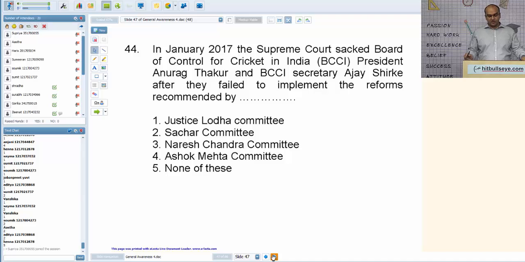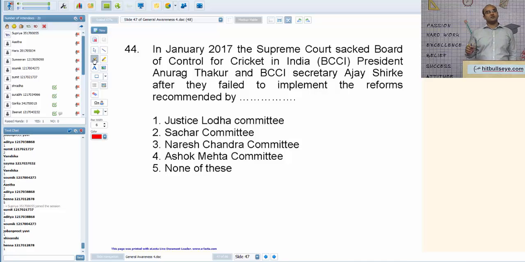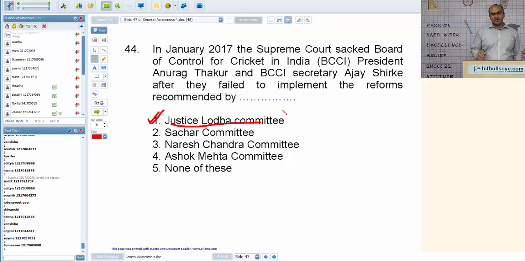Next, in January 2017, the Supreme Court sacked BCCI President Anurag Thakur and BCCI Secretary Ajay Shirke after they failed to implement the reforms as recommended by which of the following committees? A fairly easy question. So Justice Lodha Committee was formed to check maladministration and corruption in BCCI. It gave a number of recommendations on how to restructure the working of BCCI to make it more effective and make it more representative. So its recommendations were not being followed by the President and the Secretary, and so they were sacked by the Supreme Court because of this reason. This committee was under Justice Lodha.